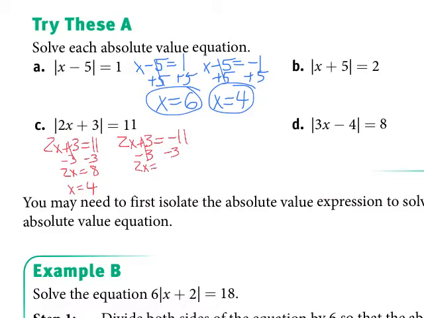Get 2x equals negative 14 and x equals negative 7. So I get x equals negative 7 and x equals 4. Okay, so go ahead and pause the video. I want you to try B and D on your own, and then you can go ahead and play the video when you're ready for my answers.